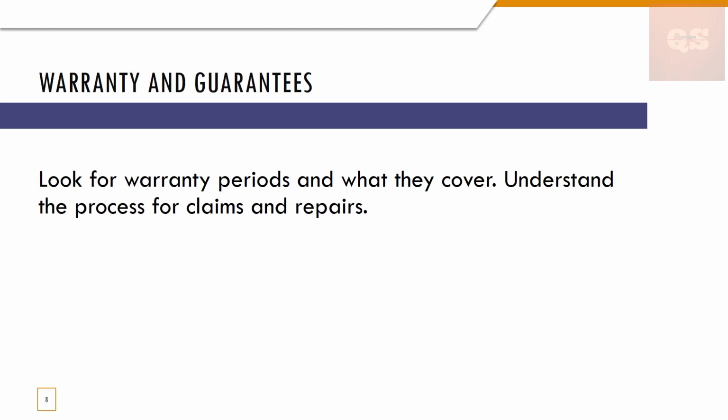Next is the warranties and guarantees. Look for warranty periods and what they cover. Understand the process for claims and repairs. So again, for that service or materials, they should specify how much warranty or guarantee it has, and if you want to claim against that warranty, how you can claim and how all those processes will be done. That should be made clear in the quotations.